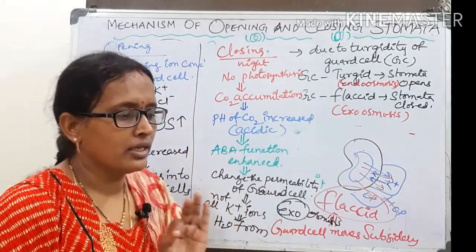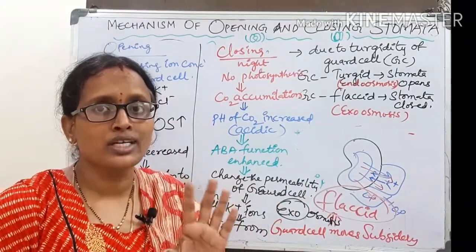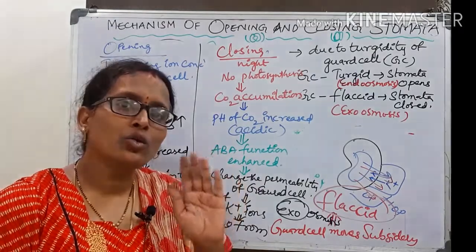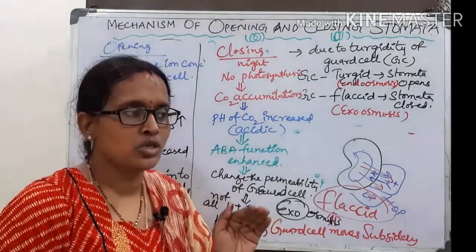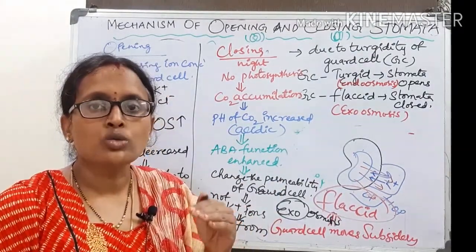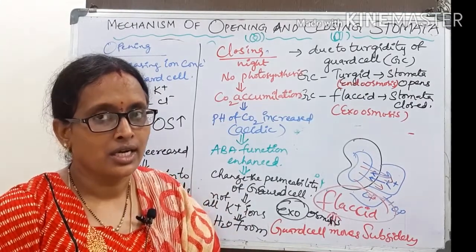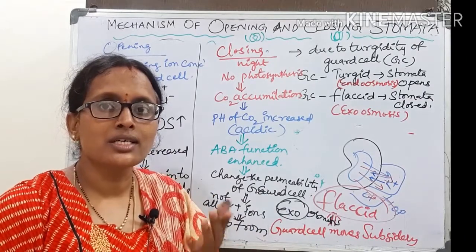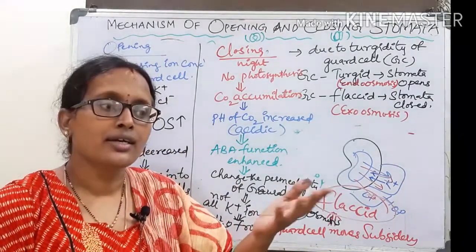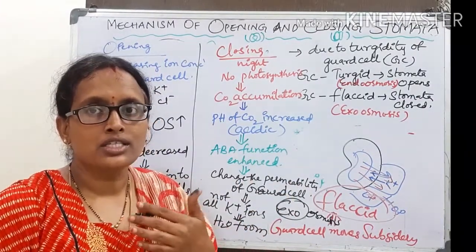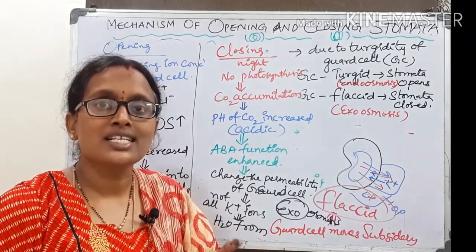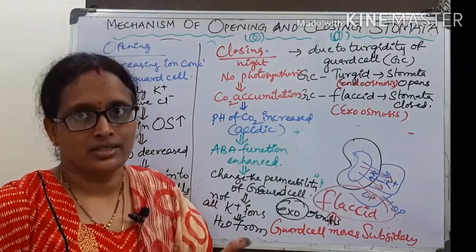Here is the simple thing, how the stomata open and close. When potassium ions and chlorine ions enter into the guard cells, at that time osmotic potential is increased, and when osmotic potential is increased, water potential is decreased. They take the water from the subsidiary cells. When they take the water from the subsidiary cells, they become turgid.